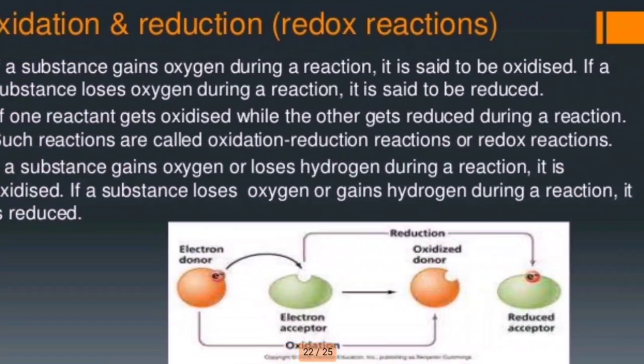Next, oxidation and reduction, together called a redox reaction. Oxidation plus reduction happen together. In oxidation, there is gain of oxygen or loss of hydrogen. In reduction, there is loss of oxygen or gain of hydrogen. For example, copper oxide plus H2 gives copper plus H2O. Okay.